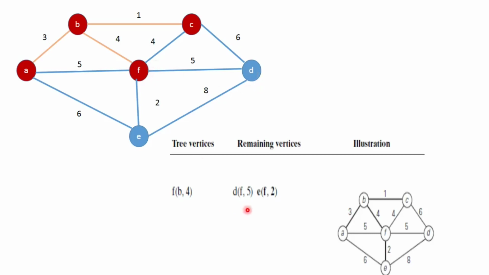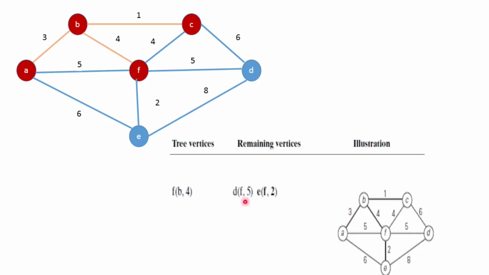The nearest vertex from the tree vertices for D is F, because that is having the minimum edge distance, and the minimum edge distance is 5. And E's near vertex is F, because that is having the minimum edge distance, which is 2. Now out of the remaining vertices, which vertex can we include in the tree vertices? That is E, because that gives the minimum edge distance.